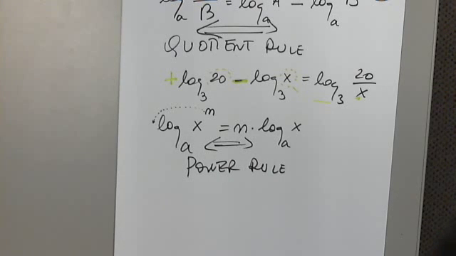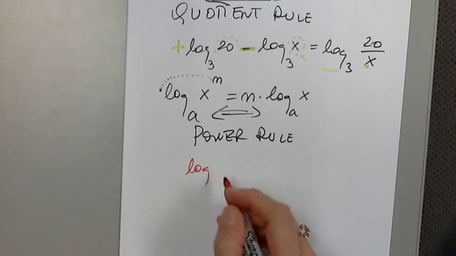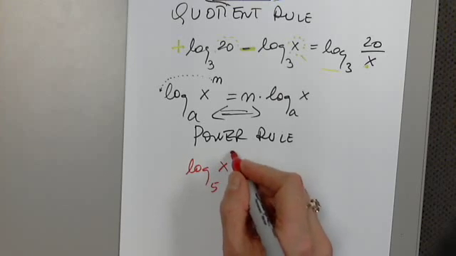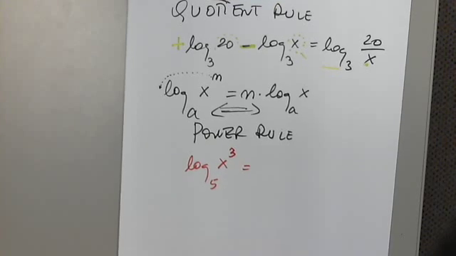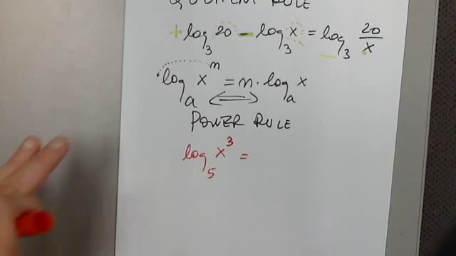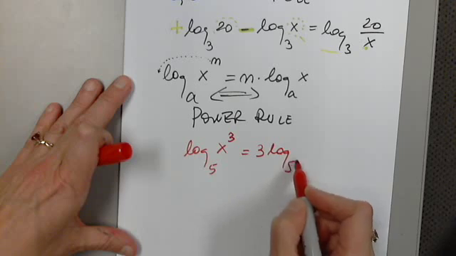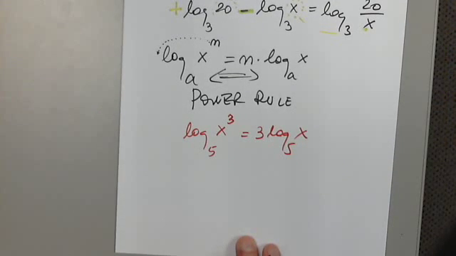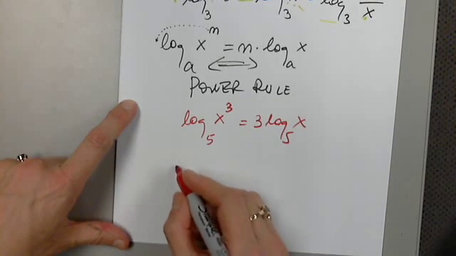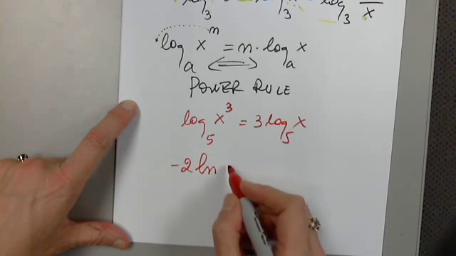meaning if I have log base 5 of x squared or cubed, what will I write? What can I write? 3 log base 5 of x. What if I have negative 2 natural log x?